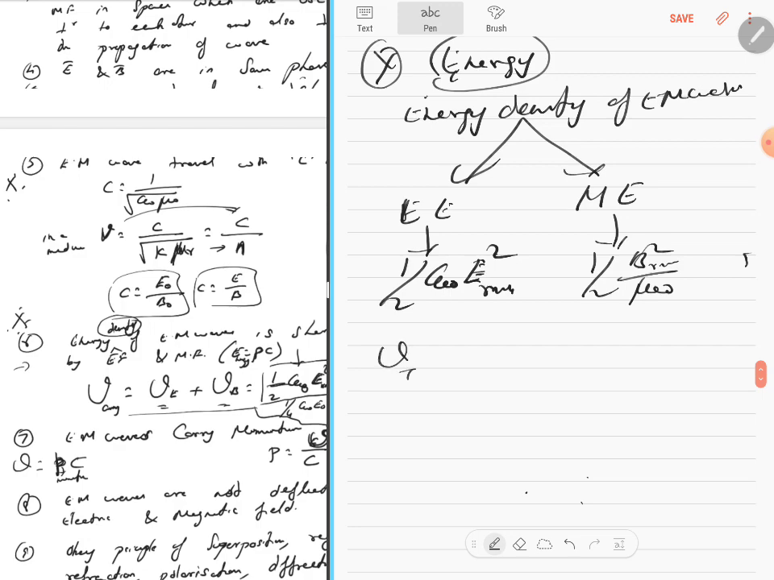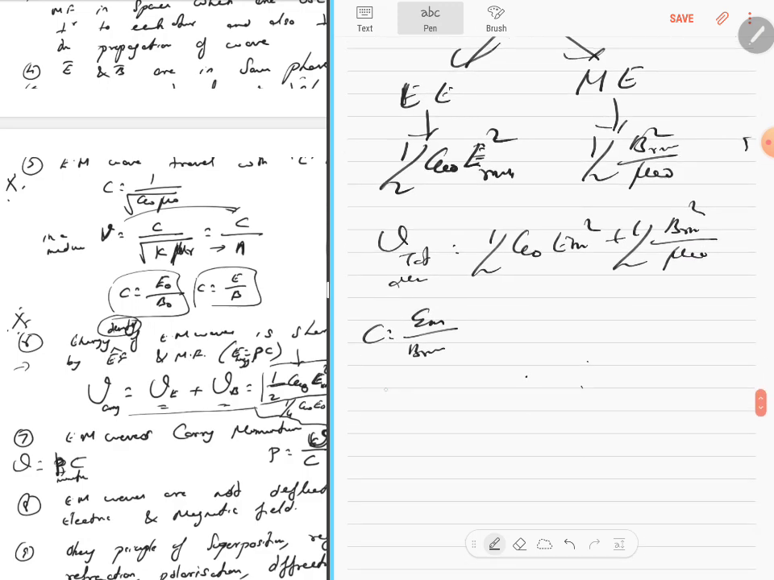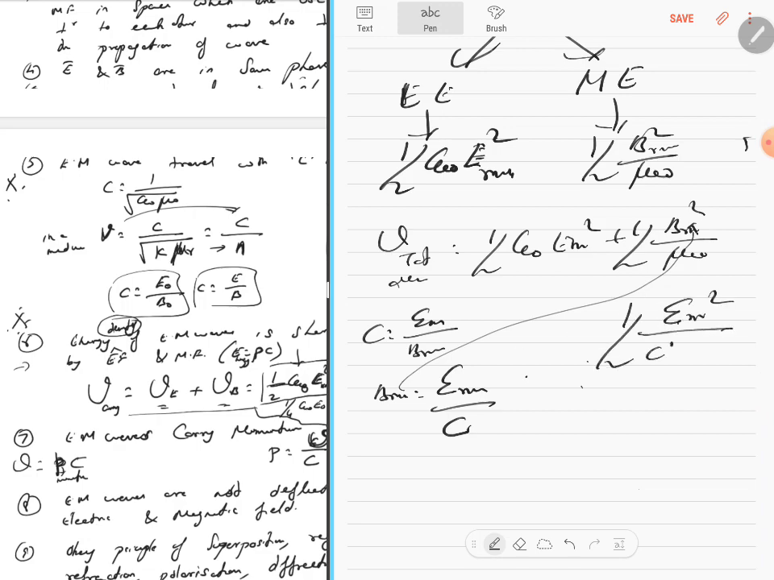The total energy density, U total, is equal to half into epsilon naught into E RMS square plus half into B RMS square by mu naught. But you know c is equal to E RMS by B RMS, so B RMS can be written as E RMS by c. Substituting this value in B square, this will become half into E RMS square by c square into epsilon naught. This alone, correct? Because B RMS is E RMS by c, so square it. You know c square itself is 1 by mu naught into epsilon naught.